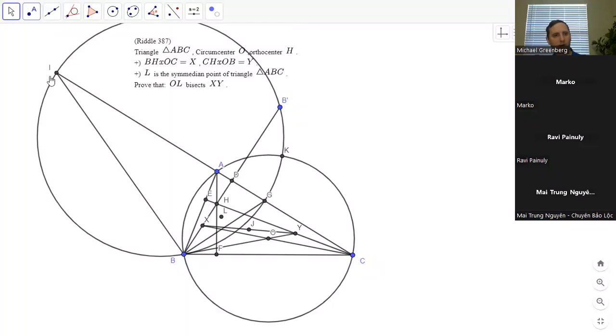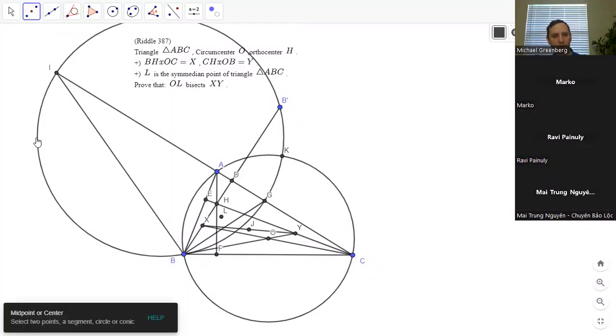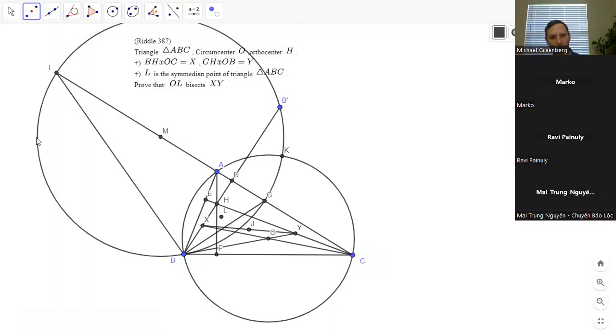So the center of the circle is the midpoint of IG. J is the midpoint of XY. Yeah, how do we use that J as the midpoint of XY? Maybe we could use the Gauss line. So we have this quadrilateral right here. We have J, N, and then, how would that work?